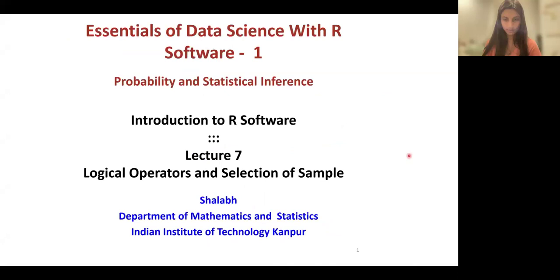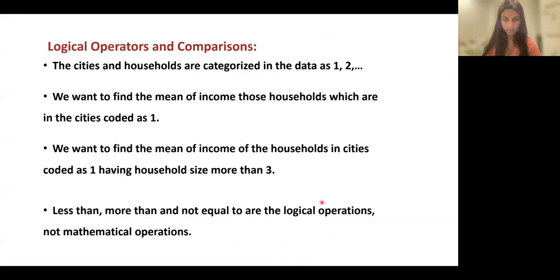So now let us look at logical operators and sampling of data. Less than, greater than, or equal to. All these are not mathematical operators. Mathematical operators are plus, minus, division, multiplication, and all that. But these less than, greater than, and equal to are logical operators. They tell us whether a comparison is true or false.